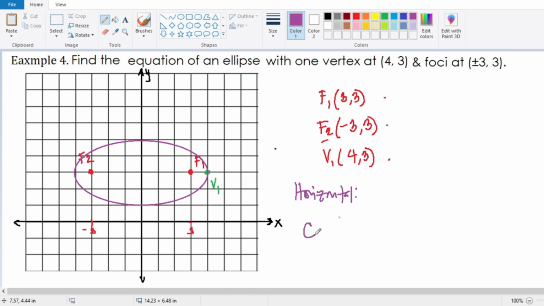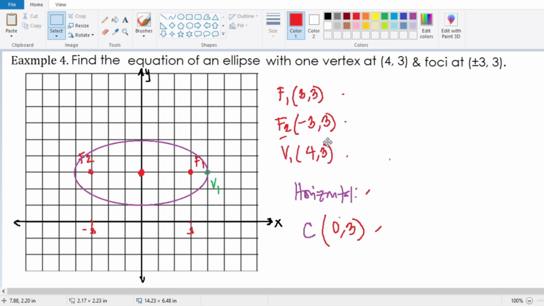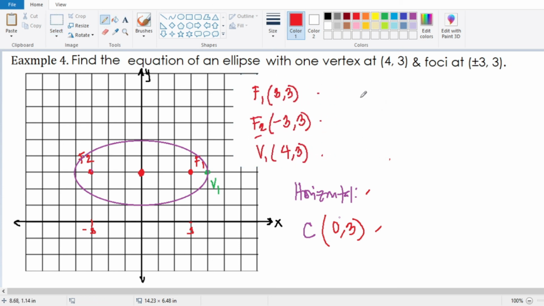Next question, where is the center? Our center is between the two foci. So, this is our center. Where is it located? It is located at 0, 3. Okay? So, we now have the center. We know the orientation. We also know which equation to use. So, equation first before we go back to the distances. Our equation is x minus h squared over a squared plus y minus k squared over b squared is equal to 1.